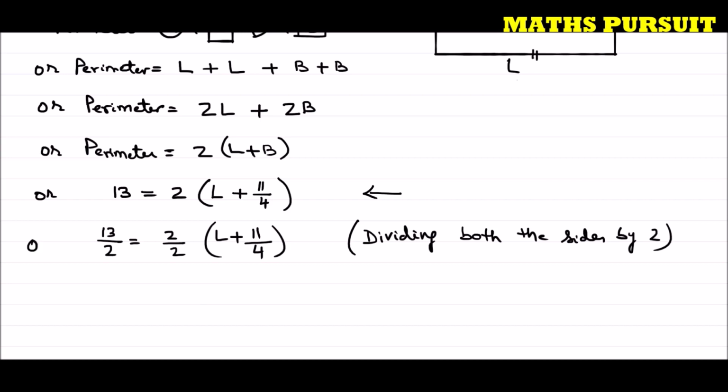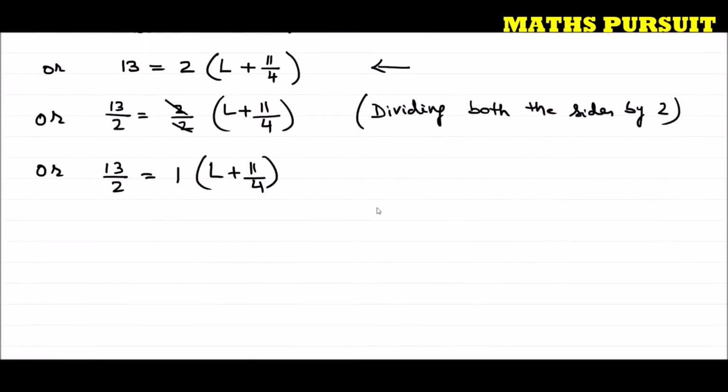Or I can write 13 upon 2 is equal to 2 upon 2. These 2 and these 2 cancel out and we are left with 1 into L plus 11 upon 4. This is what we know. Now, if we multiply 1 with anything, we will get the same figure. That is what we know.